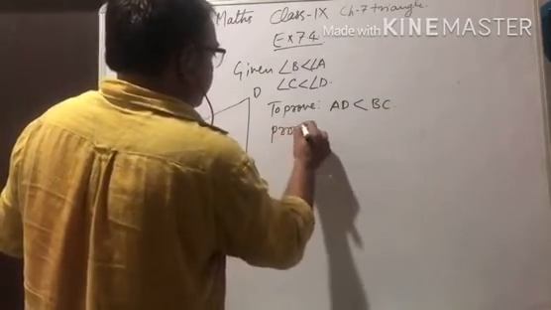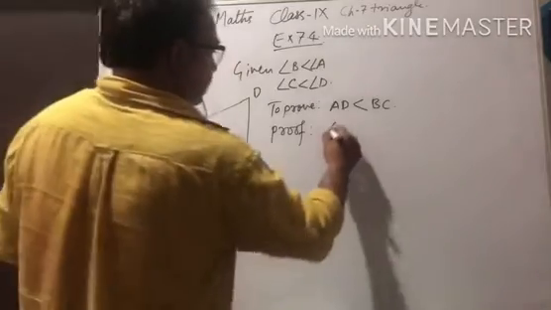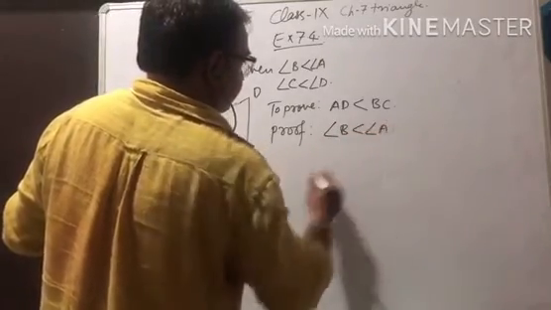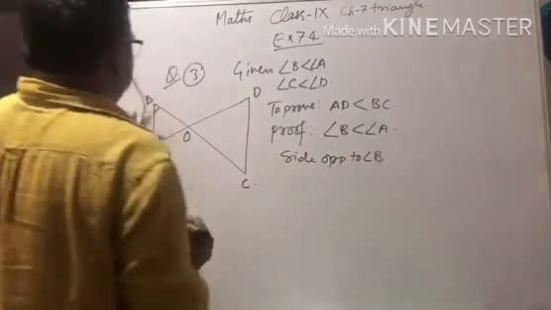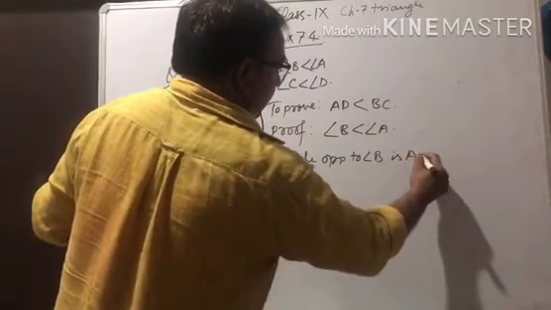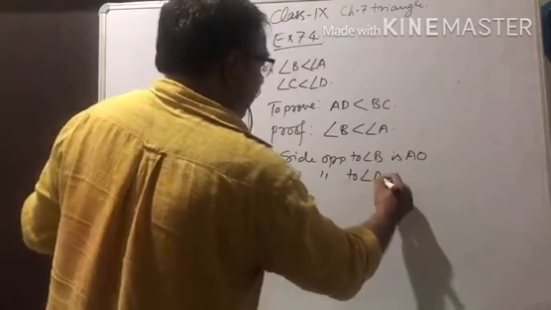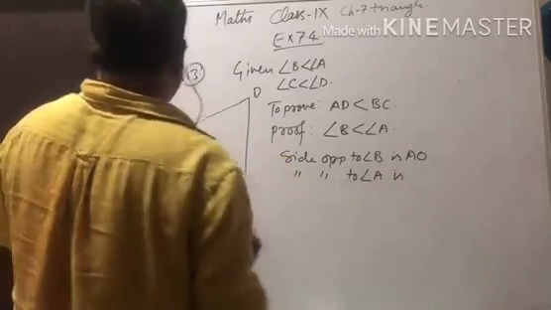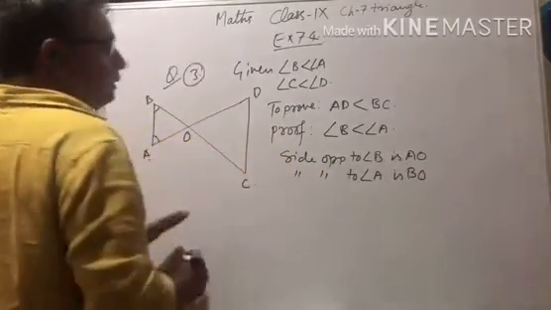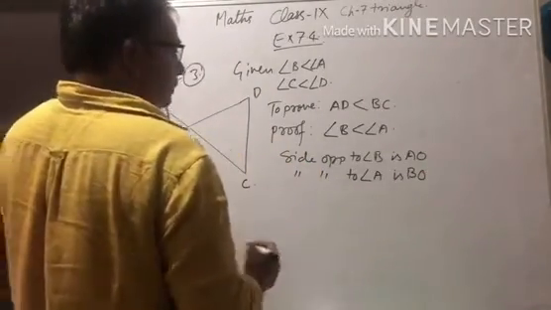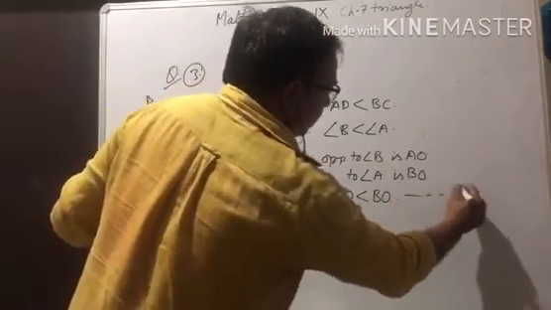Now the proof: angle B is less than angle A, so the side opposite to angle B is AO, and the side opposite to angle A is BO. So it means AO is less than BO. This is equation number 1.